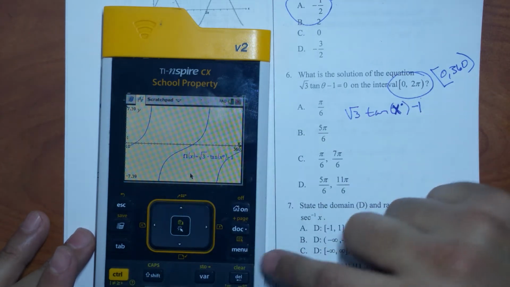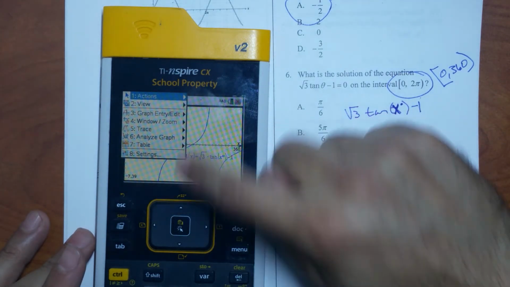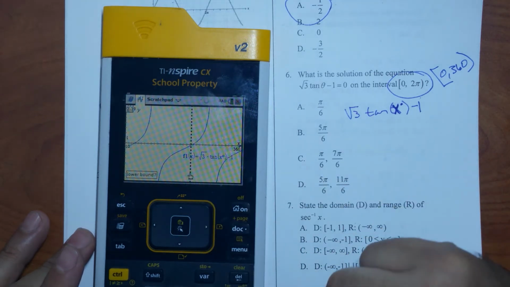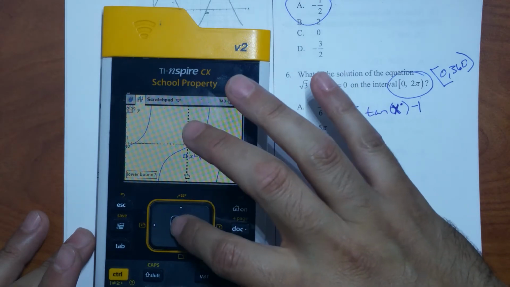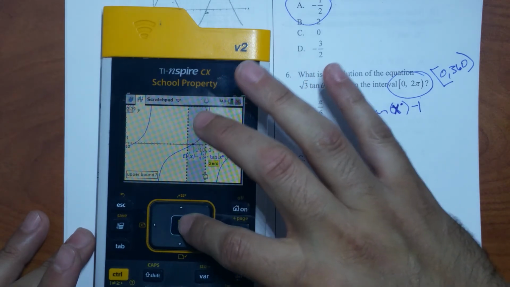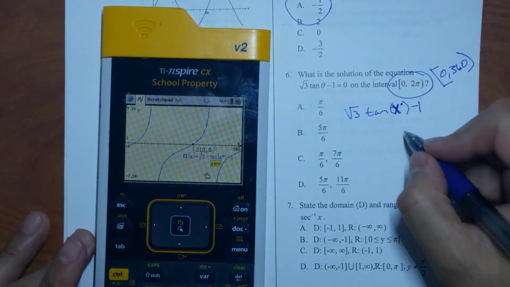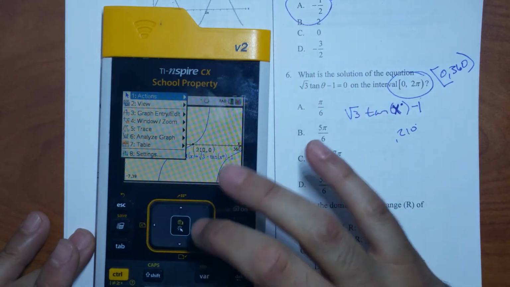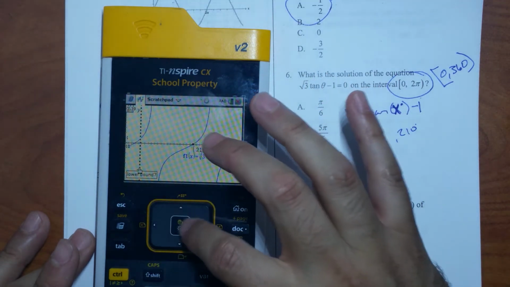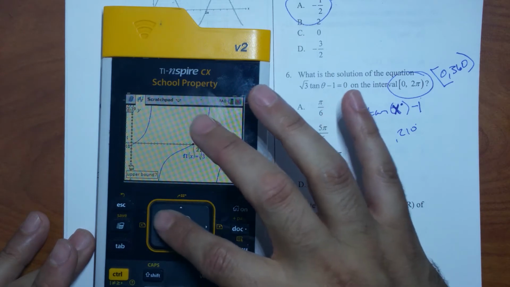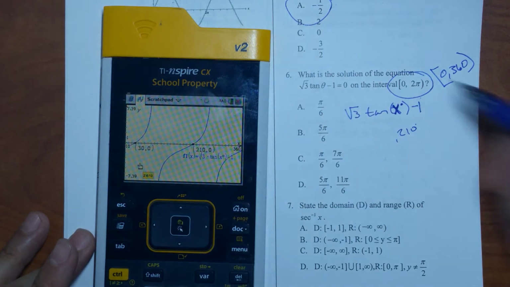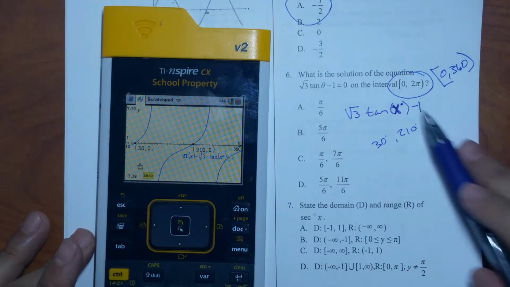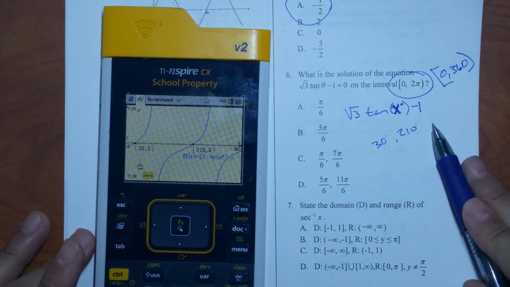So my answer is going to be right here. So I'm going to do menu, analyze graph, number 6. And then I'm going to go to 0, which is 1. So I'm going to click here, drag it across, and that gives me my point of 210. And let's find that other one. So menu 6, 1. Do it again over here for this one because it crosses the x-axis over there. And my other one's going to be 30. Does it look like it crosses anywhere else? No.